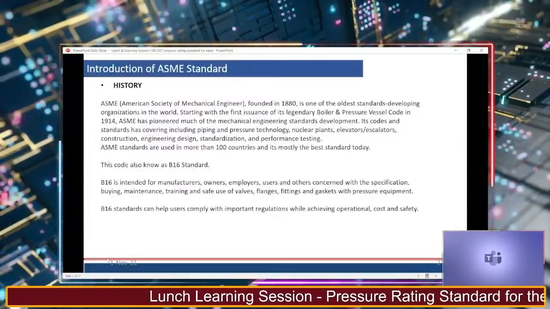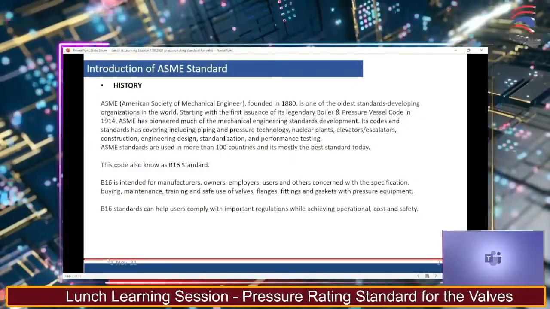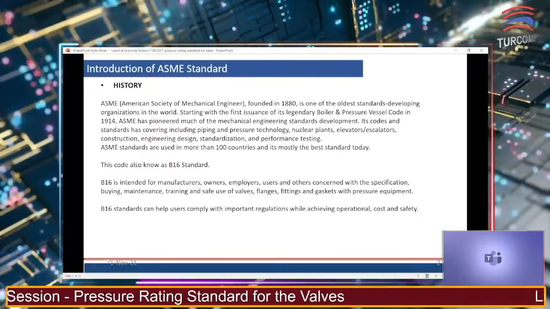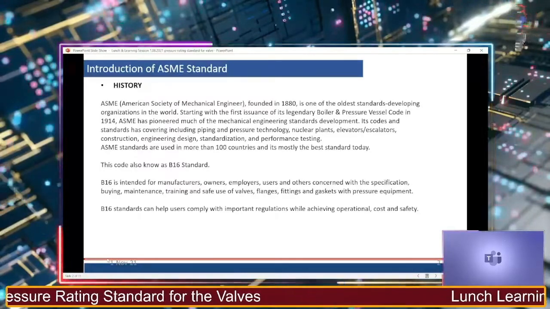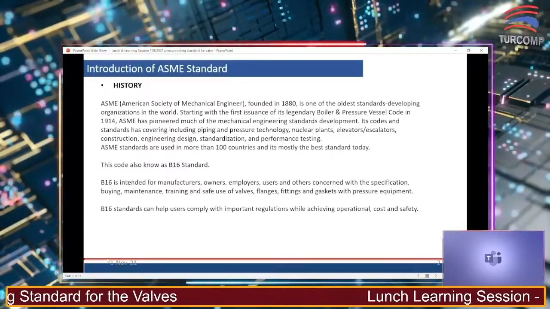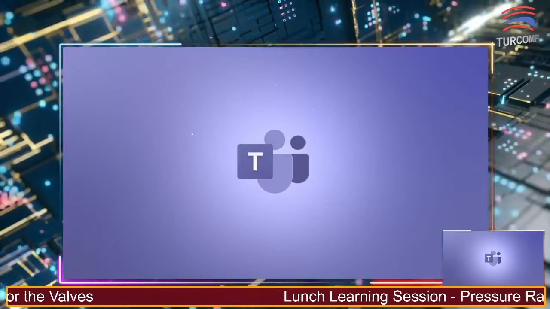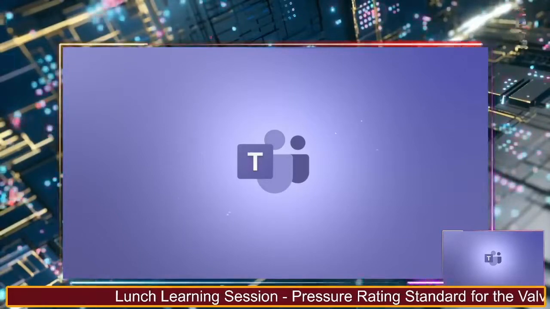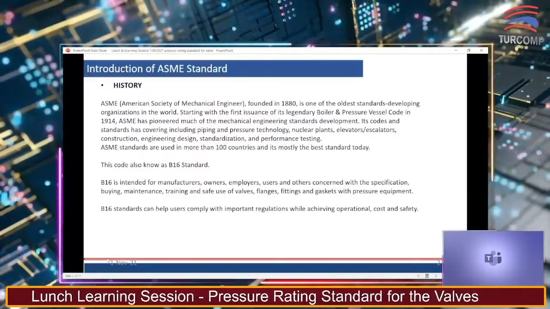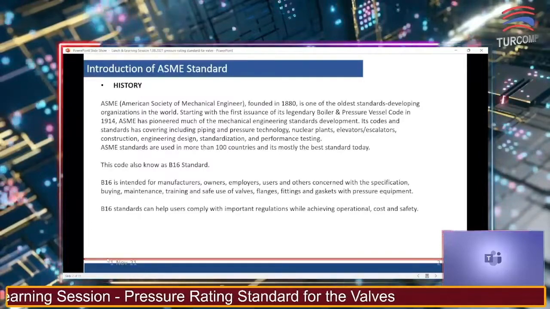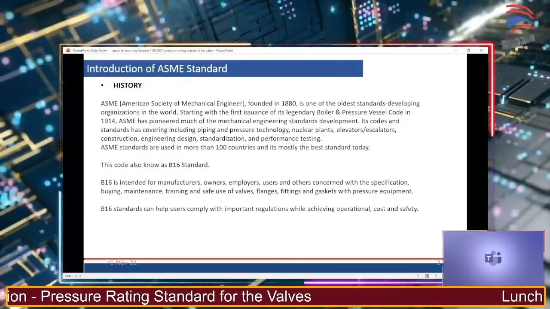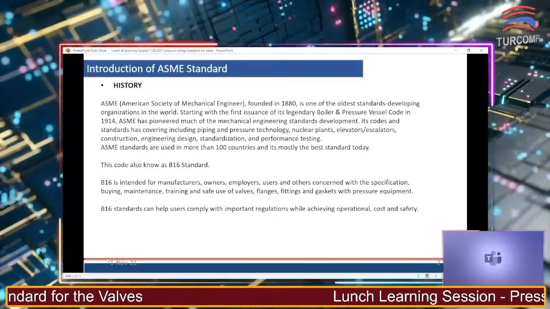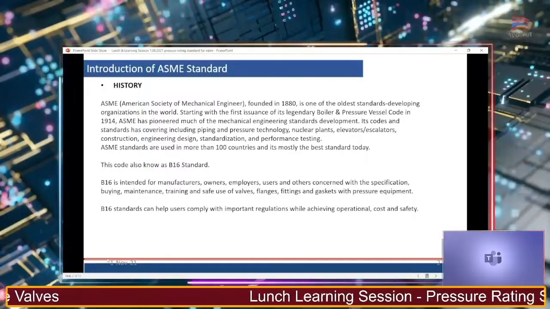Alright, before we proceed further, let's look at our first slide that introduces the history of the ASME standard. As you can see on the screen right now, ASME, American Society of Mechanical Engineers, founded in the 1880s, is one of the oldest standard developing organizations in the world. Starting with the first issuance of its legendary Boiler and Pressure Vessel Code in 1914, ASME has pioneered much of the mechanical engineering standard development.